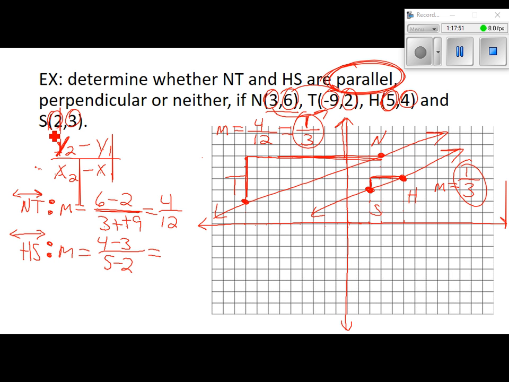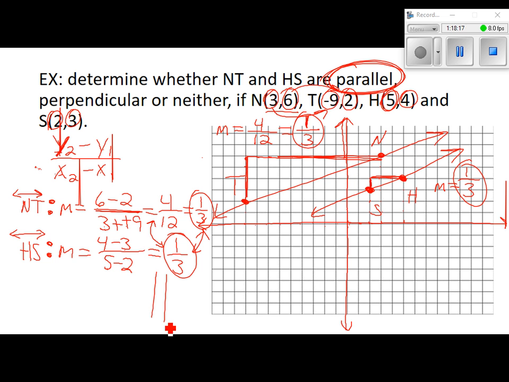With distance formula and midpoint formula, that didn't make any difference. With slope formula, it does. The order matters. 4 minus 3 is 1. 5 minus 2 is 3. Then we're going to compare these two. Again, they don't look the same right now, but if we reduce this one, that's 1/3, that's 1/3, and that tells us that these two lines are parallel to each other.